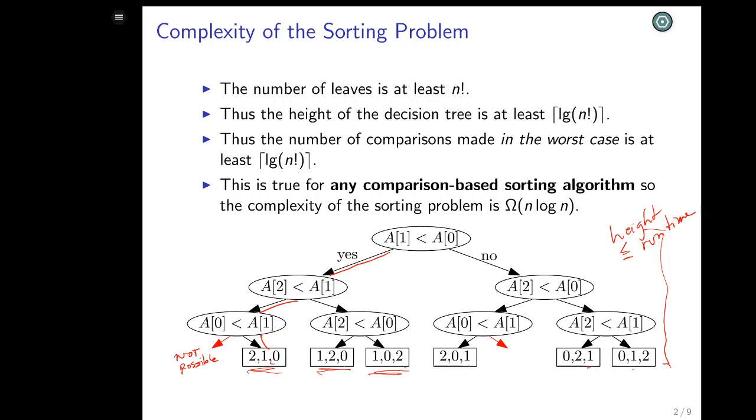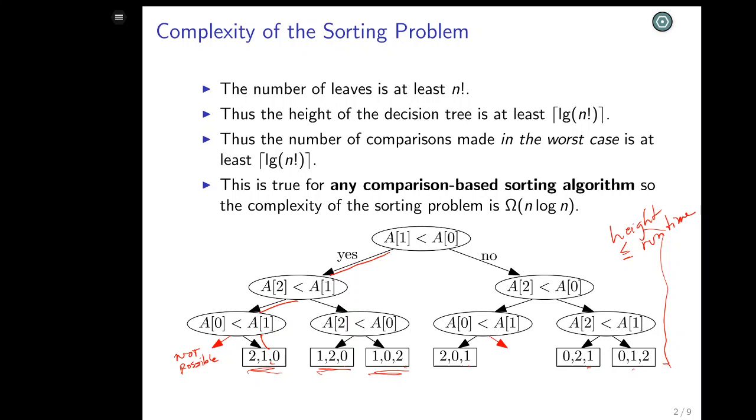Oh, I forgot to ask you a question. Sorry. Let me ask you a question. Is there any property of this tree that's interesting to you? This particular tree? Is there something you notice about this tree? It's different than the tree that we had for insertion sort, for example. It's flat. All the leaves are at the same level.